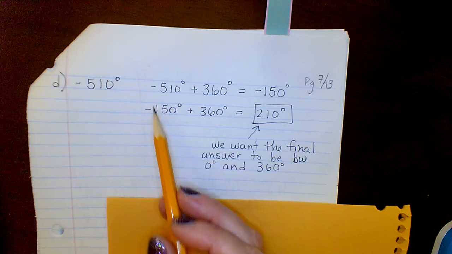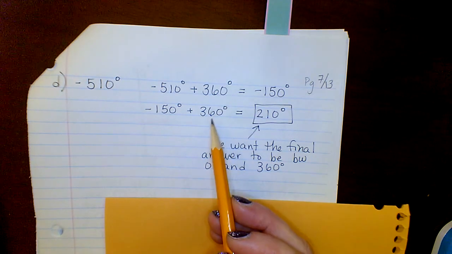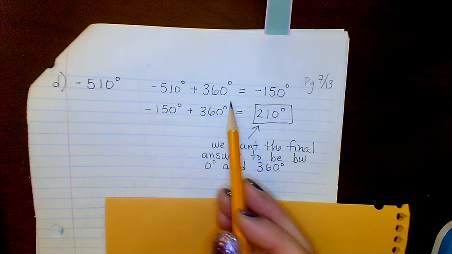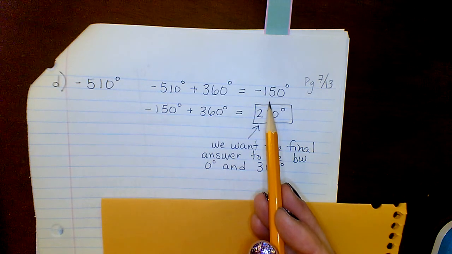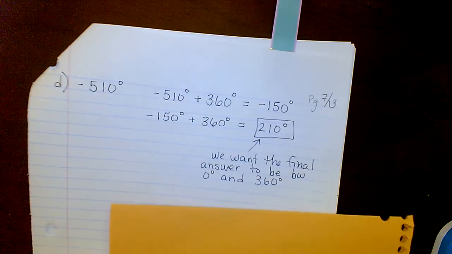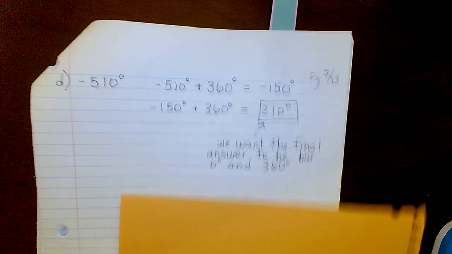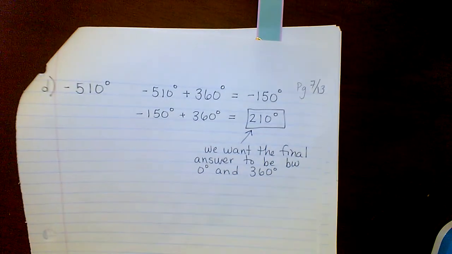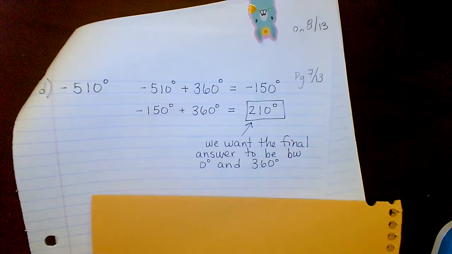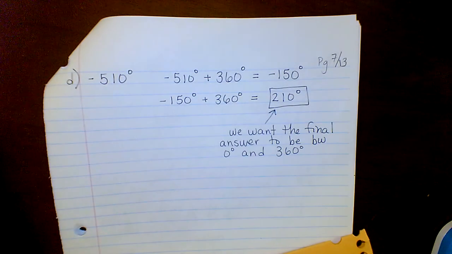So with these negative angles, we're going to add 360 degrees to it. If you keep subtracting, you're just going to keep getting a bigger and bigger negative number. When I say it differs by 360 degrees, I mean that you're either going to have to add or subtract 360 degrees. So, all right, that concludes the in-class portion of section 7.1.